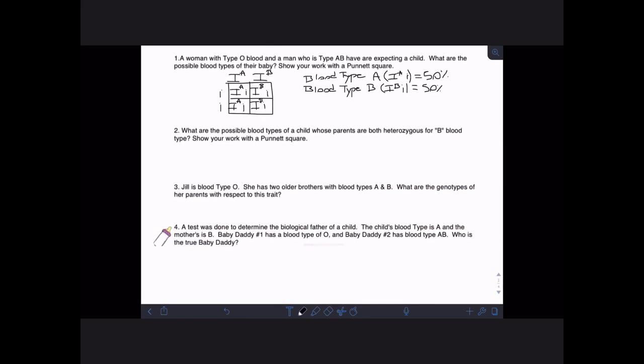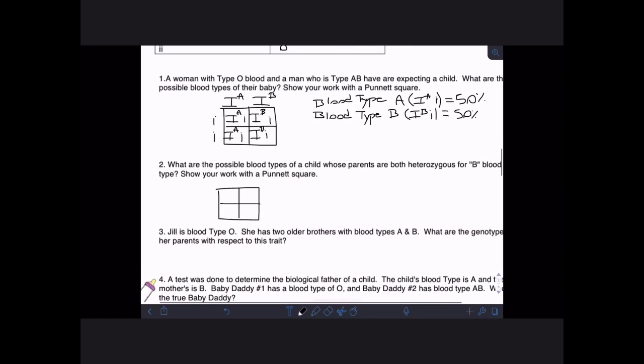And the next problem is, what are the possible blood types of a child whose parents are both heterozygous for blood type B? I'll show my work in a Punnett square. So I draw my Punnett square, and I find that it has to be uppercase I, uppercase B, with lowercase i, and the same for the other parent, because both parents are heterozygous for blood type B.